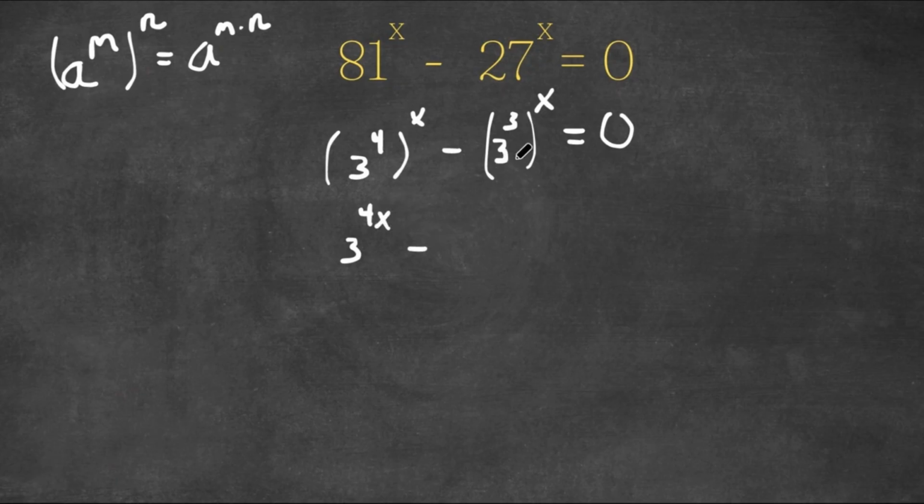Minus, now we're going to do the same thing over here. 3 to the power of 3 to the power of x. This is the same thing as 3 to the power of 3 times x, which is simply just 3x. Now this is equal to 0. Now I'm actually going to add 3 to the power of 3x on both sides.